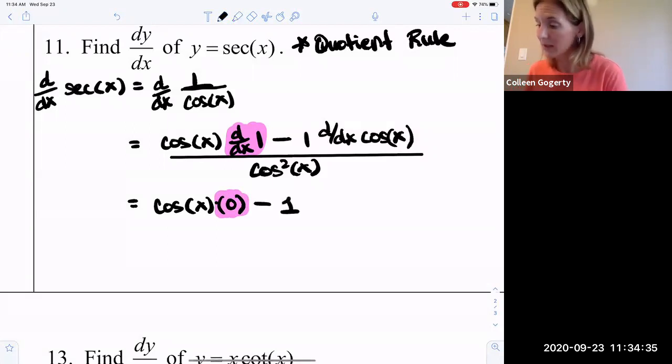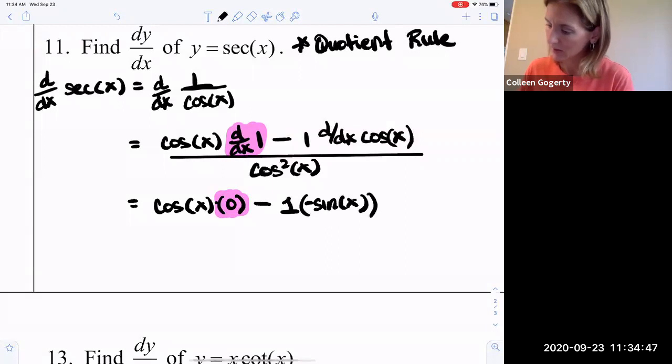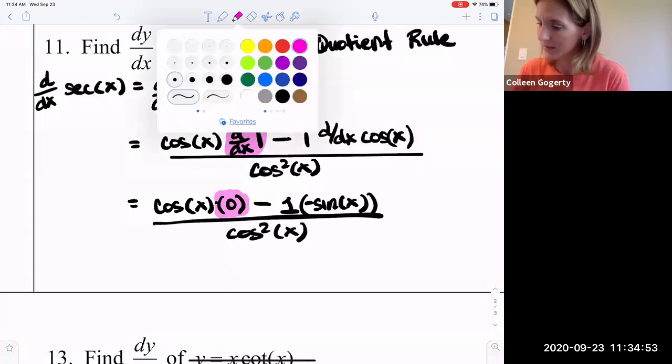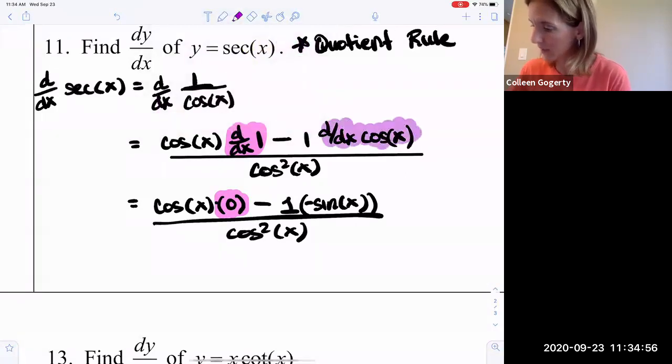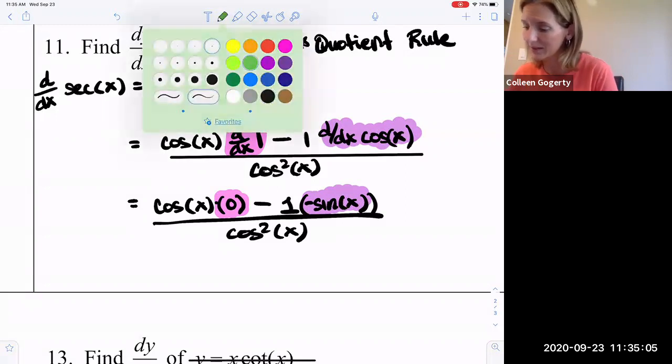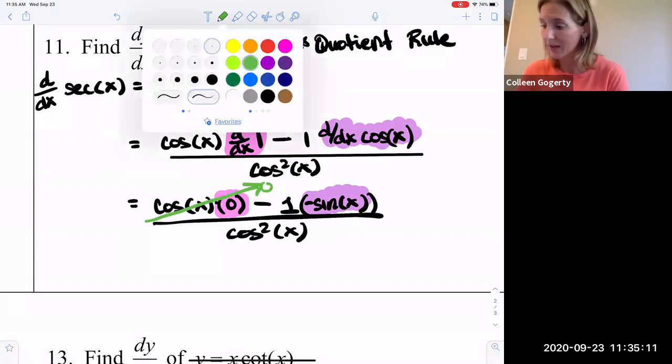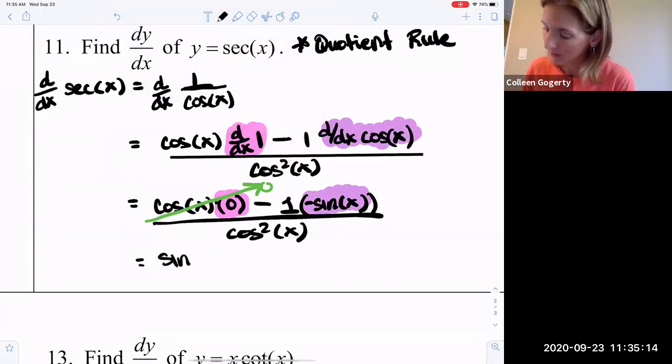Then I'm going to have 1 times the derivative of cosine. Well, what's the derivative of cosine? The derivative of cosine is negative sine, and that will all be over cosine squared. Just to highlight that change again, the derivative of cosine x was negative sine x. So now let's see what we're left with. I've got cosine of x times 0, which is pretty sweet because that just went away. So what I've got on my numerator is sine of x divided by cosine squared of x.